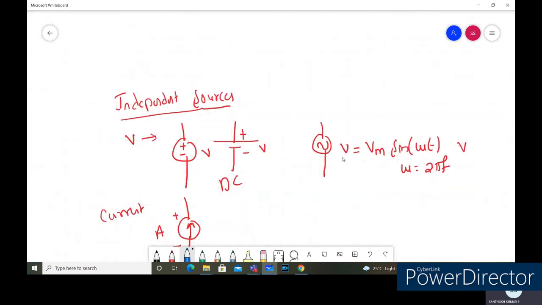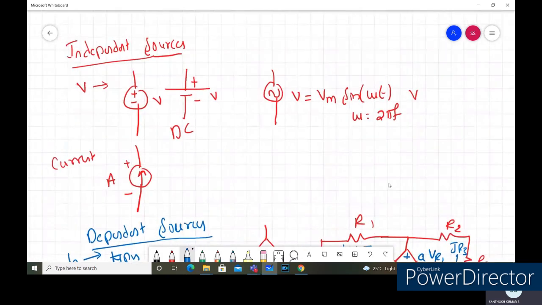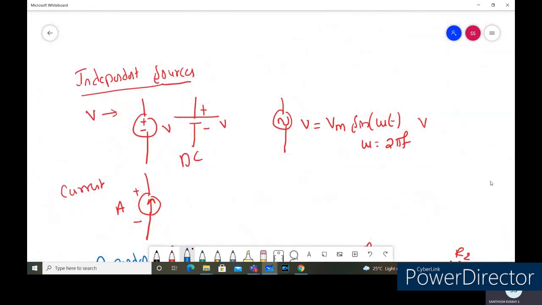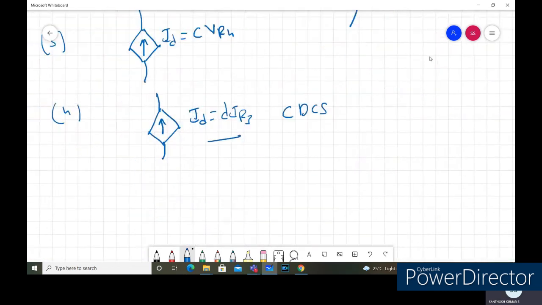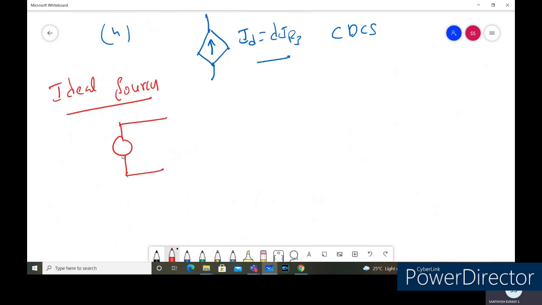And also for the independent sources, there are two different types: one is called practical sources, the other one is called ideal sources. So first let me consider the ideal sources. Let me consider the voltage source. Let us say this is the voltage, which has the voltage V.